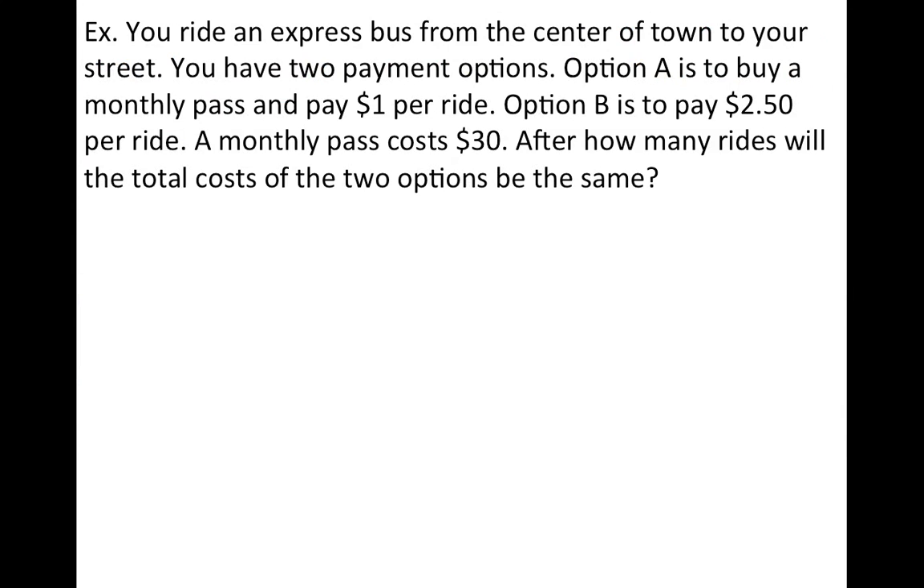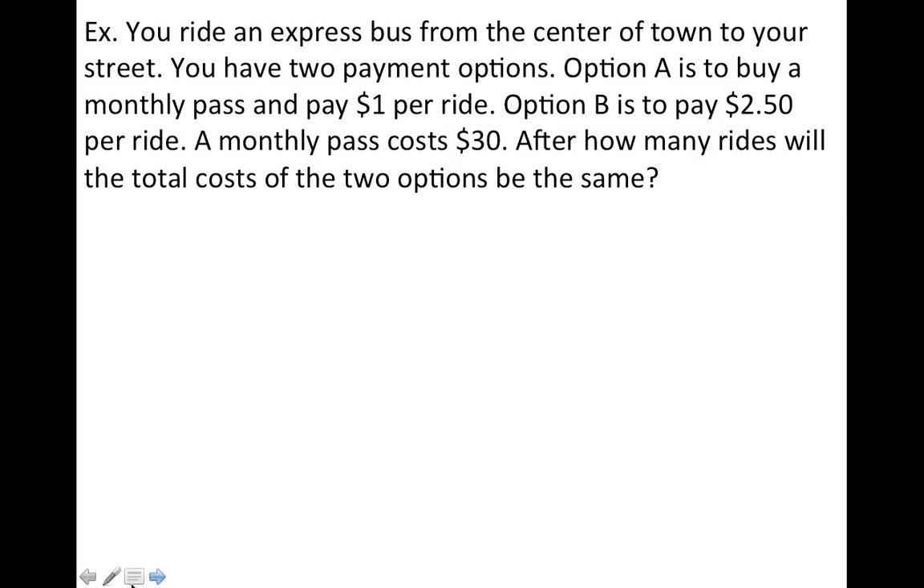Okay, you ride an express bus from the center of town to your street. You have two payment options. Option A is to buy a monthly pass and pay $1 per ride. Option B is to pay $2.50 per ride. A monthly pass costs $30. After how many rides will the total cost of the two options be the same?